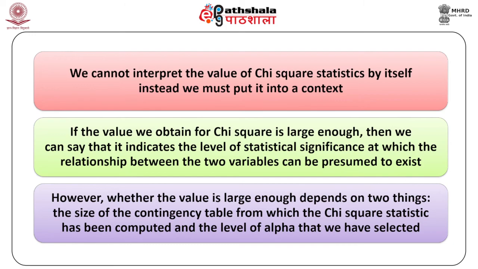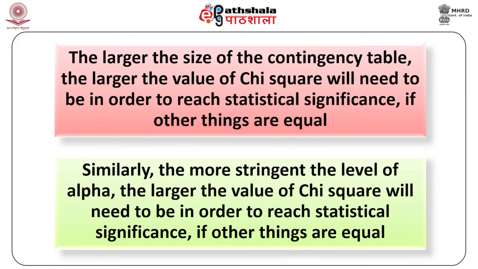However, whether the value is large enough depends on two things. First, the size of the contingency table from which the chi-square statistic has been computed, and second, the level of alpha that we have selected. The larger the size of the contingency table, the larger the value of chi-square will need to be in order to reach statistical significance if other things are equal. Similarly, the more stringent the level of alpha, the larger the value of chi-square will need to be in order to reach statistical significance if other things are equal.